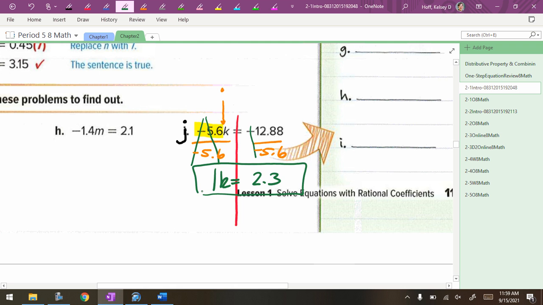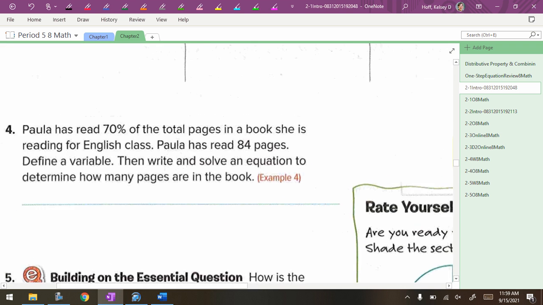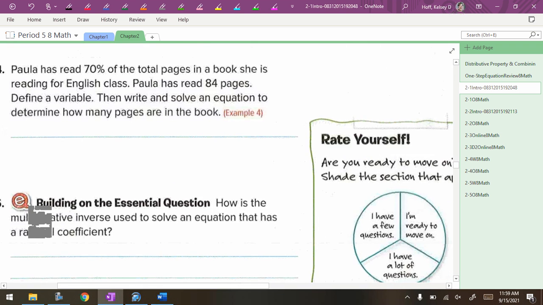Flip it over. Got it or not got it? Guided practice number 4. Miss Paula, bless you. Paula has read 70% of the pages in her book that she's reading for English class. She's read 84 pages. Define a variable, write, then solve an equation to determine how many pages are in the book. Defining a variable means we need to pick a letter and we need to tell Miss Hoff what it stands for. And 97% of the time, they tell you what you're looking for. What letter you want to pick?